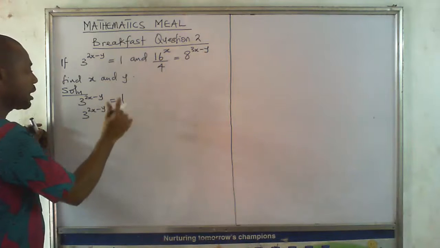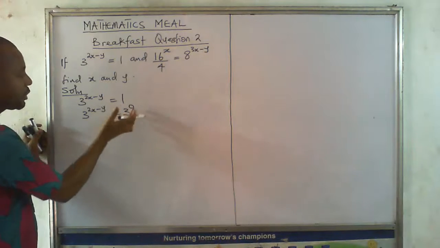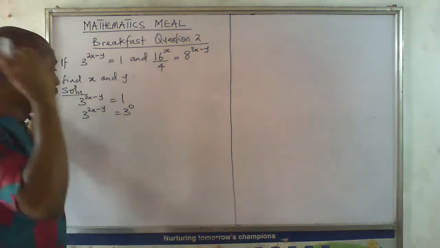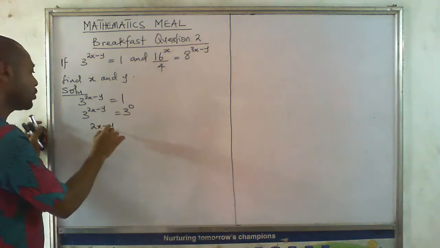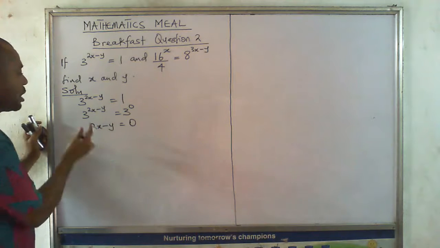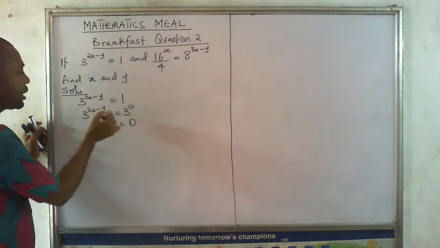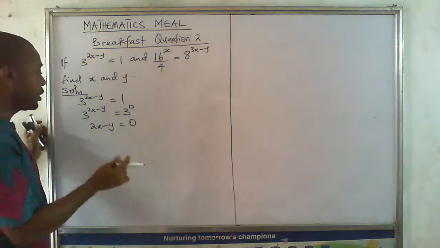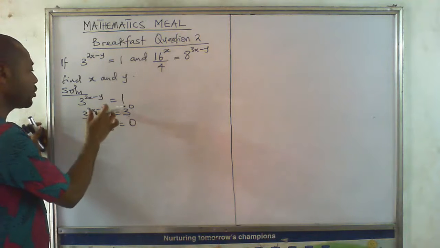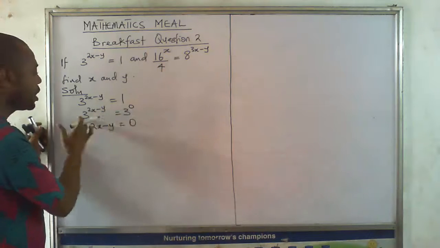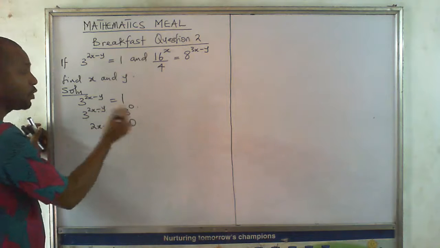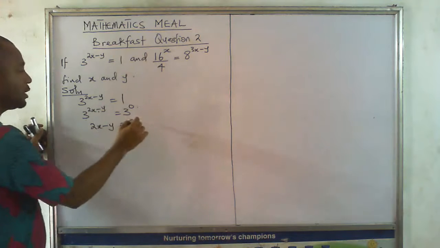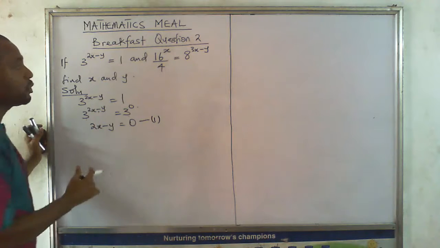So I can write this as 3 raised to the power 0 because 3 raised to the power 0 is 1. So this will now become 2x minus y equals 0. Now when the bases are the same, it means that the powers are also the same. So if 3 raised to the power 2x minus y is equal to 3 raised to the power 0, the only way this can be possible is if the powers are also equal. So we have this. We have resolved this. I can call this 1.